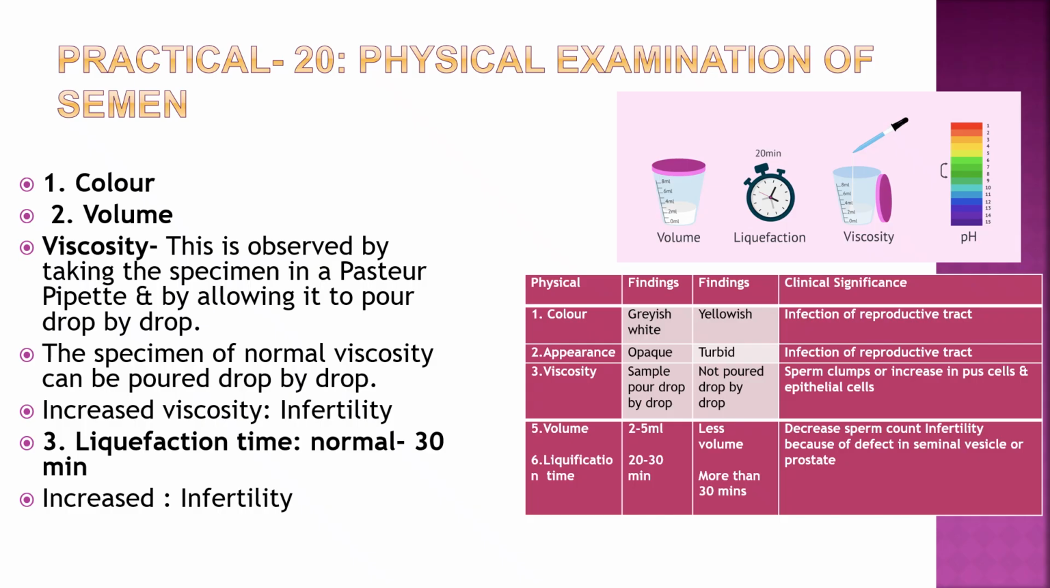Viscosity you have to do by taking the semen sample after half an hour, that is after liquefaction time, into the Pasteur pipette and allowing it to go drop by drop. If it is going drop by drop, then it is normal viscosity. If it is not going drop by drop and forms a string from the Pasteur pipette, then it is increased viscosity, and increased viscosity may be a reason for infertility.